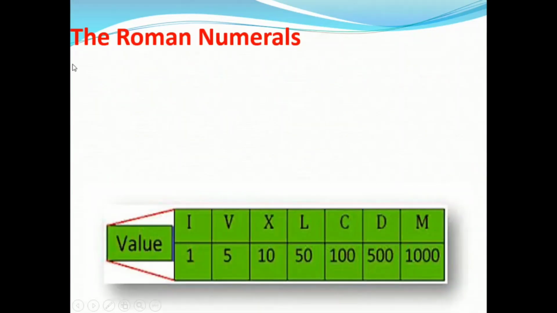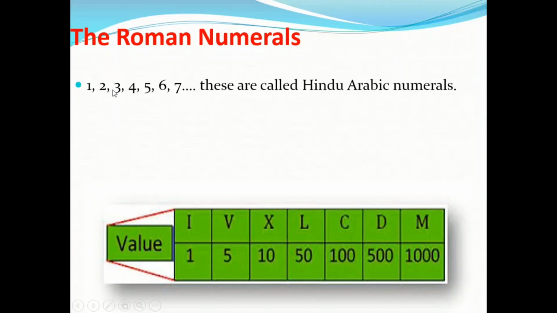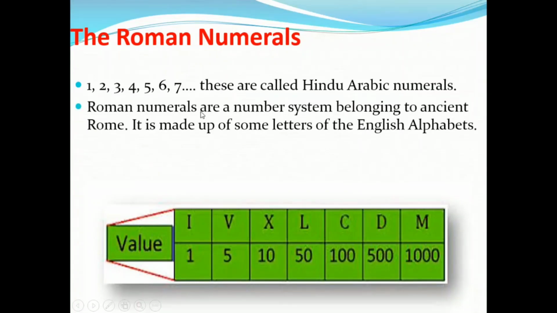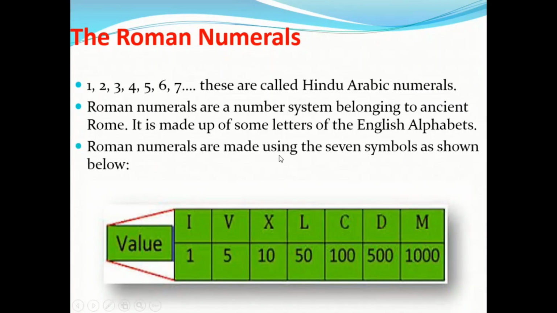Now we will see the next concept, that is Roman numerals. We will learn more about Roman numerals. Numbers 1, 2, 3, 4, 5, 6 are known as Hindu-Arabic numerals. Roman numerals are the number system that belongs to ancient Rome. It is made up of some letters of our English alphabet. Roman numerals are made up using the 7 symbols as shown below.